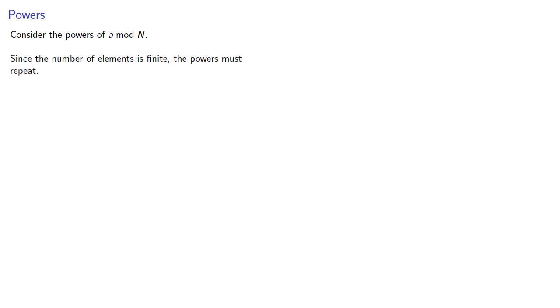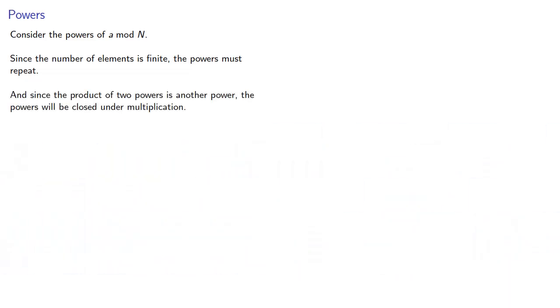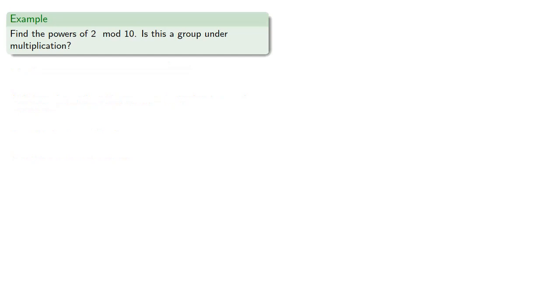Now, let's consider an important special case. Let's consider the powers of a mod n. Since the number of elements mod n is finite, the powers must eventually repeat. And, since the product of two powers is another power, the powers will be closed under multiplication. And so the question is, does this produce a group? And the answer is, sometimes, but not always. For example, let's consider the powers of 2 mod 10. Is this a group under multiplication?